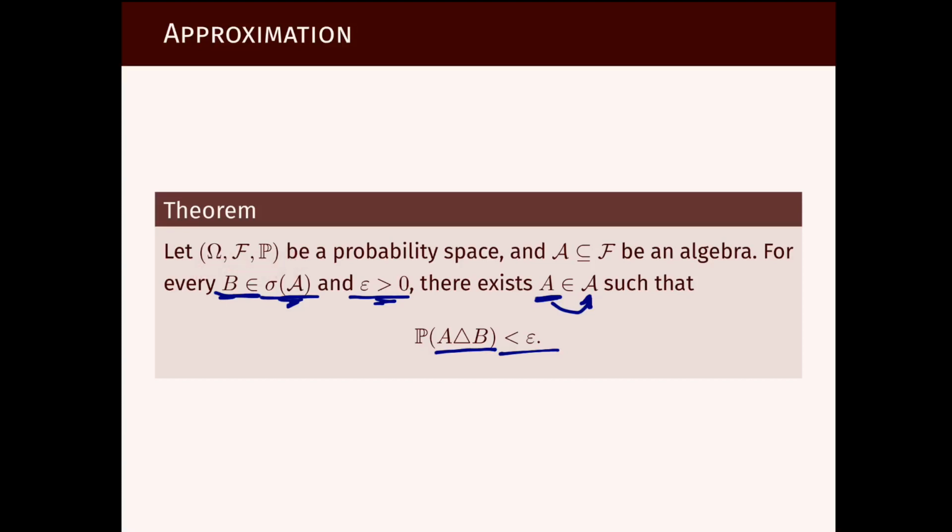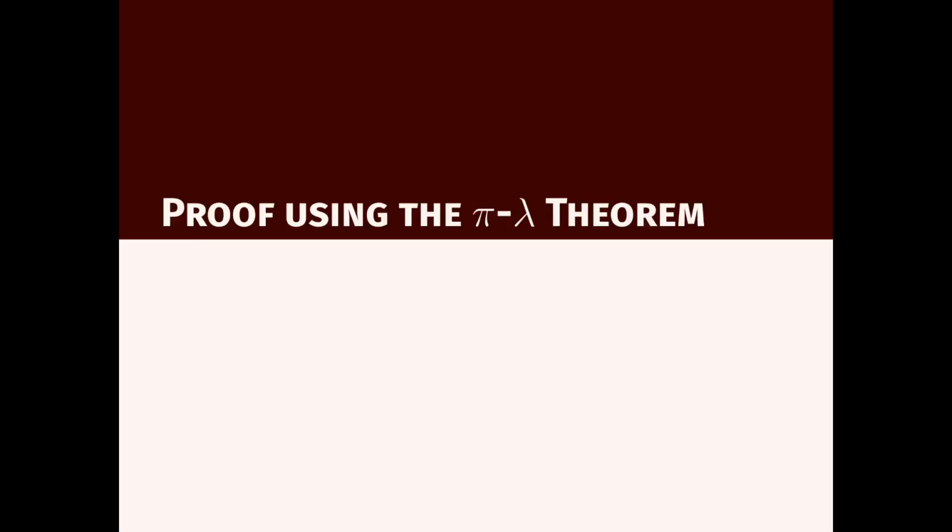We have a probability space. We have an algebra of events on this probability space. All events in the algebra are in the sigma algebra of the probability space. And the theorem says for every event B in the sigma algebra generated by this given algebra of events, and for every epsilon positive, there exists an event A in this algebra, calligraphic A, that approximates B very well, in the sense that the probability of the symmetric difference is less than epsilon. And we now show a proof of this approximation theorem using the pi-lambda theorem.